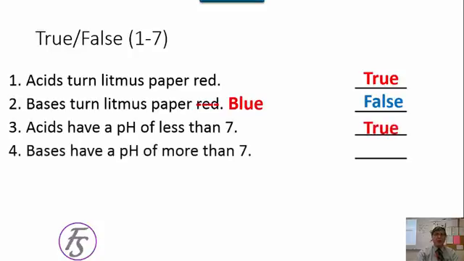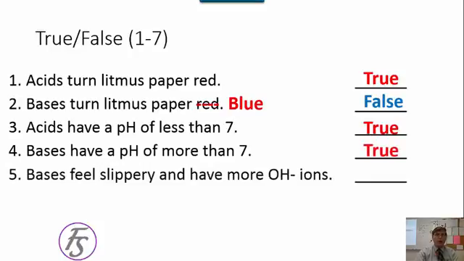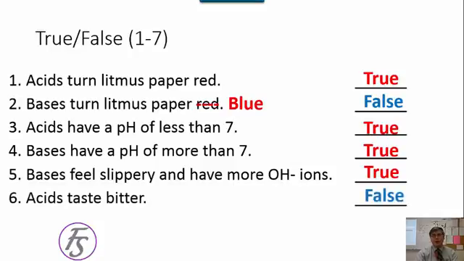Acids have a pH of less than 7. That's true. Bases have a pH more than 7. Also true. Bases feel slippery and give more hydroxide ions. That's true. Acids would have hydrogen ions, H+. And number 6, acids taste bitter. That's false. What do acids taste like? Acids taste sour.